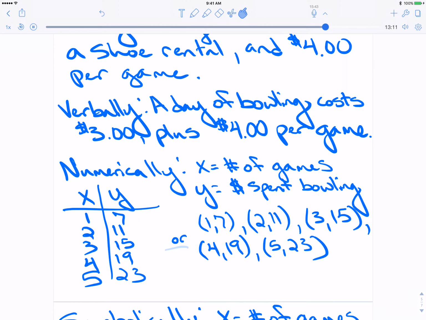You can represent this as a table or as ordered pairs. I've written both here for your reference, and then I put an or in between. In this case, X corresponds to the number of games played, and Y corresponds to the dollars spent bowling.